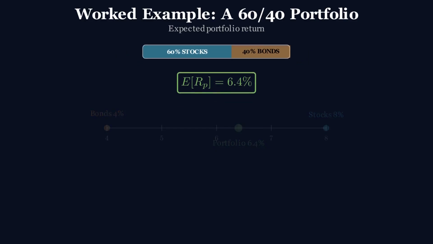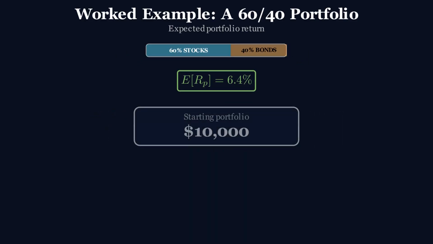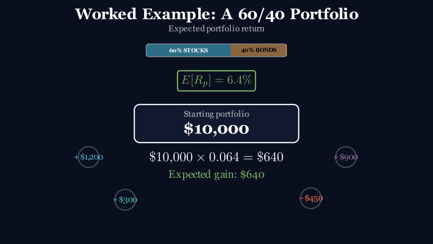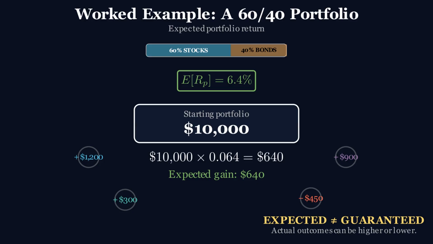We can also interpret this result in money terms. If the portfolio is worth $10,000, multiply 10,000 by 0.064. The expected one-year gain is $640. However, this does not mean the portfolio will definitely earn $640 next year. The actual gain could be higher, lower, or even negative. 6.4% is an average across possible outcomes.